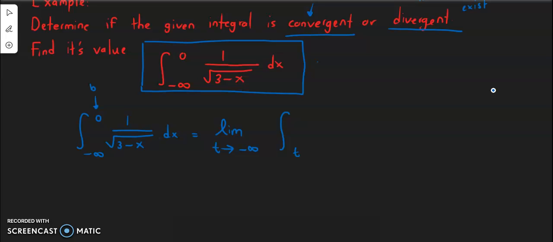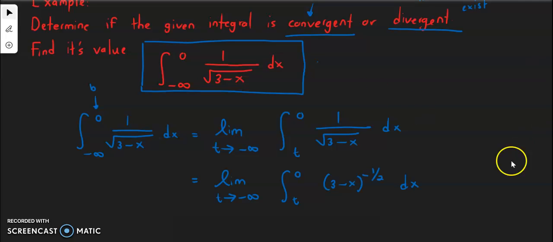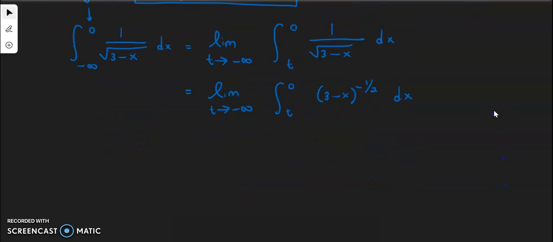So t to 0 of 1 over square root of 3 minus x dx. I can solve this once I solve this integral over here. Now, how do I find this limit? To solve this integral, it is easier if you write it like this: (3 minus x) to the negative half dx. It's much easier to write it like this.